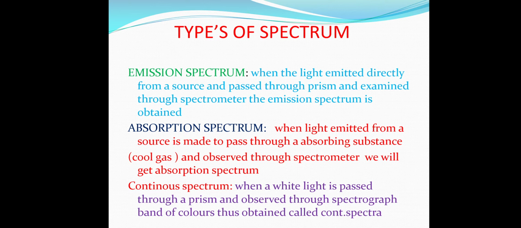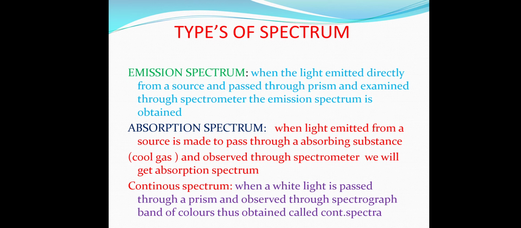First one is emission spectrum. When the light emitted directly from a source is passed through the prism and examined through the spectrometer, the emission spectrum is thus obtained. Meaning, when a hot gas emits certain radiations and that radiation is allowed to pass through a prism and the transmitted light is seen through the spectrometer, you will be getting an emission spectrum.